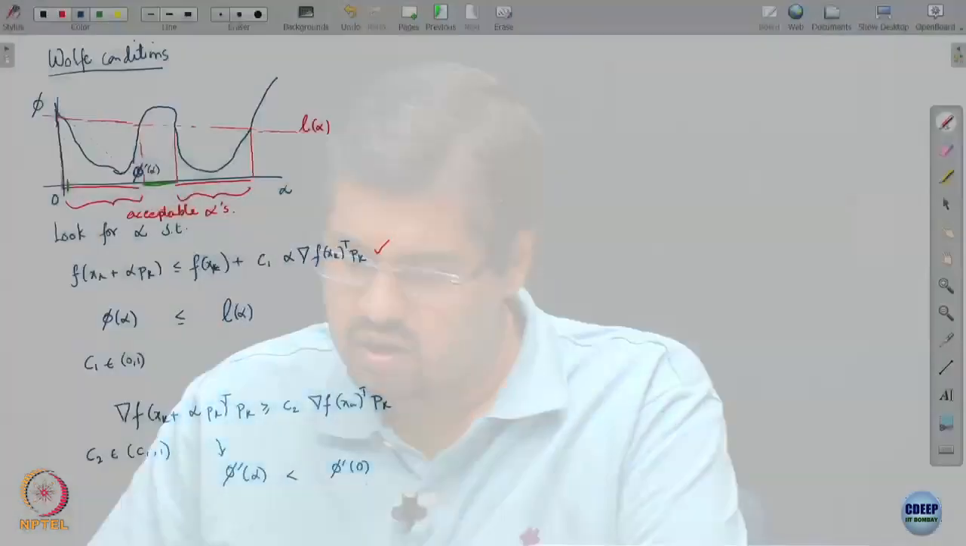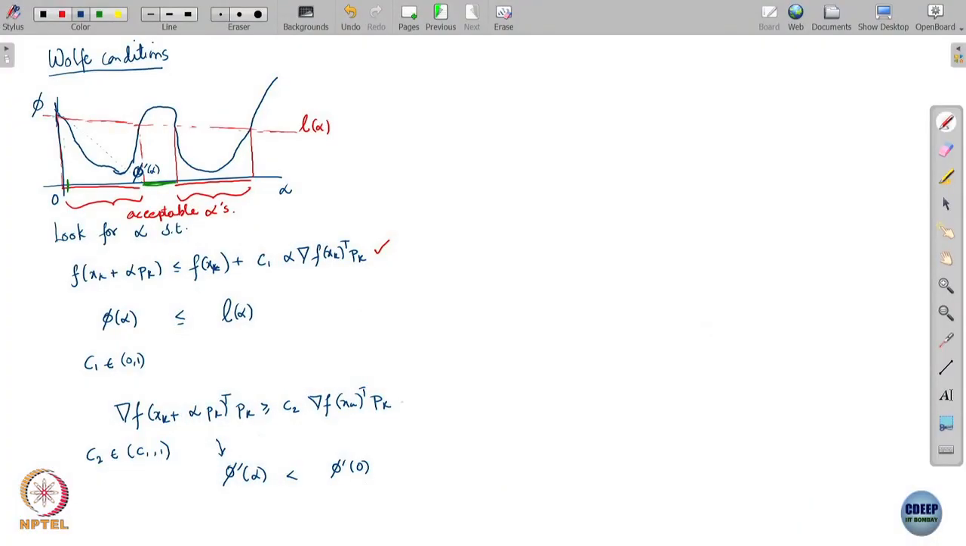If the function can be decreased even further, then it makes no sense for you to settle for the alpha that you have already. You would want to search even further and get an even better decrease, right. So when phi dash alpha is less than phi dash 0, this condition will not be satisfied. So it would ask you to search further to get an even better alpha, because there is scope for an even better alpha, right.